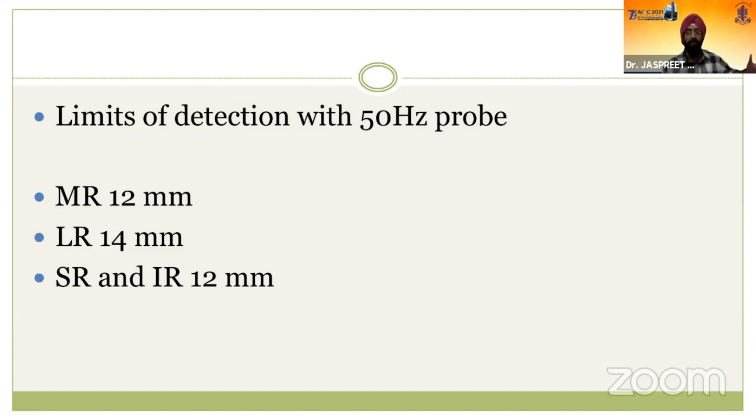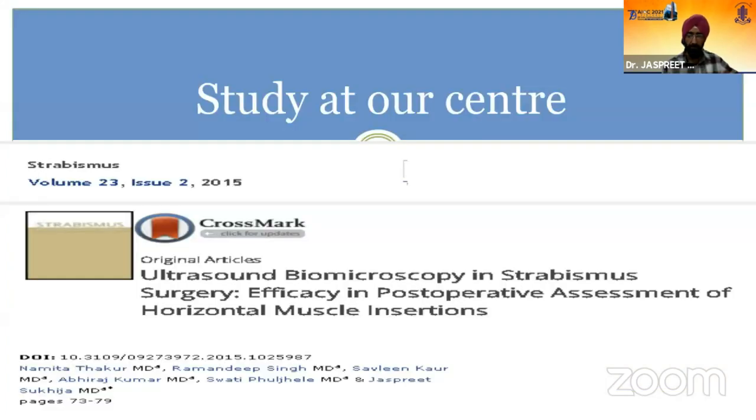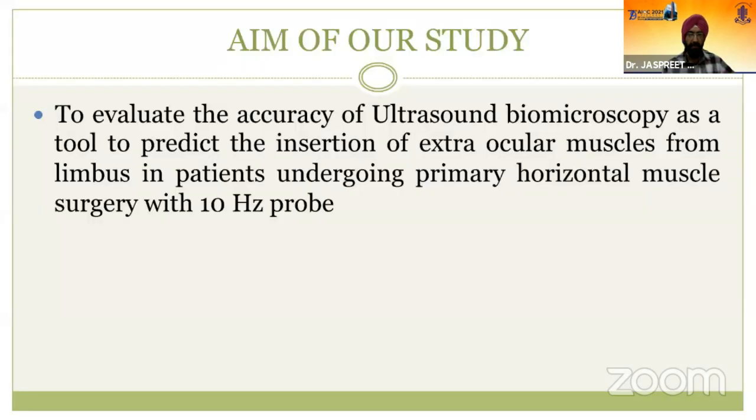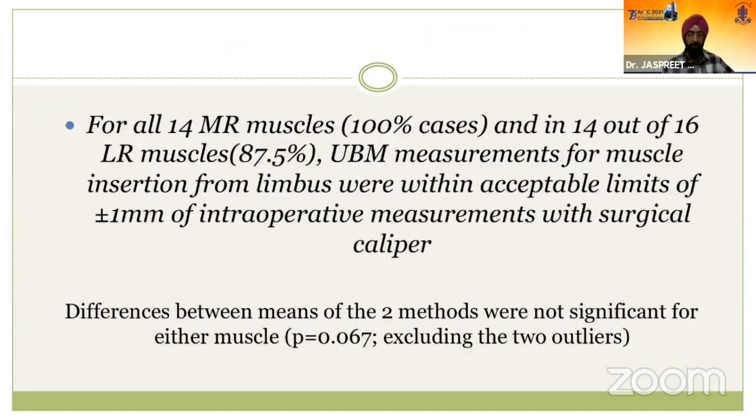So that is how posterior you can go from the limbus to identify a muscle, not beyond that. This is one of the studies which was done at a center. This was a thesis where we studied the UBM insertions in horizontal recti muscles after their surgery. These were patients undergoing primary horizontal muscle surgery, but because it's a slightly older study, we used the 10 Hertz probe.